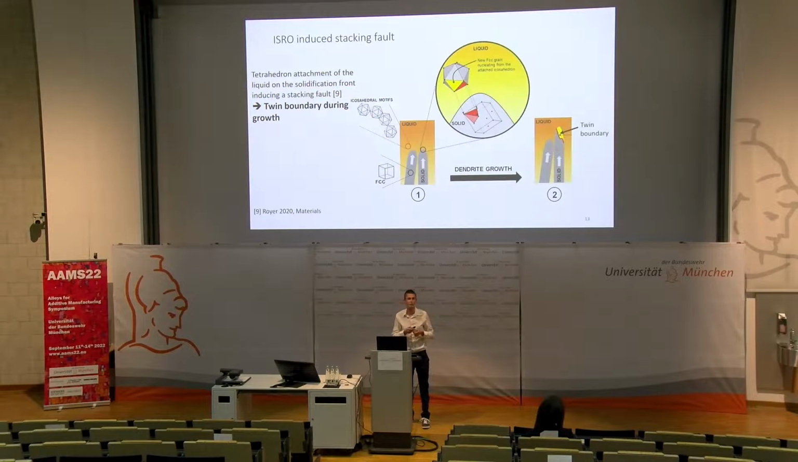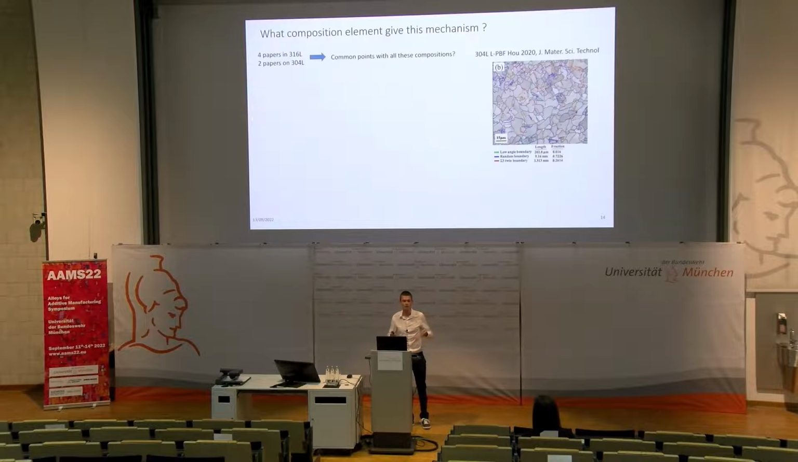These hypotheses have been developed in the literature as the mechanism of ISRO-induced stacking faults, where one can imagine that the ISRO modifies the attachment of the atoms on the dendrite. And so one can imagine an icosahedron will attach on the solid cells, and this will create twin boundaries. Okay, now we think that the ISRO is likely to modify the microstructure.